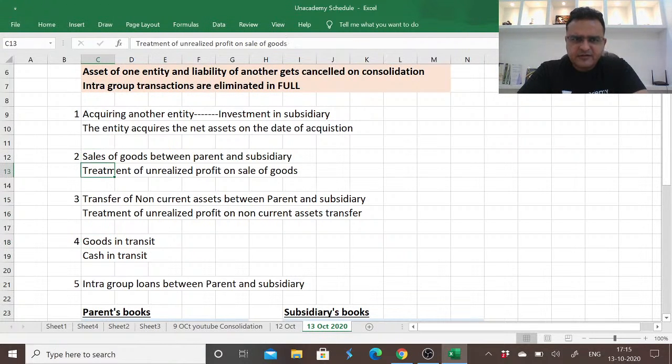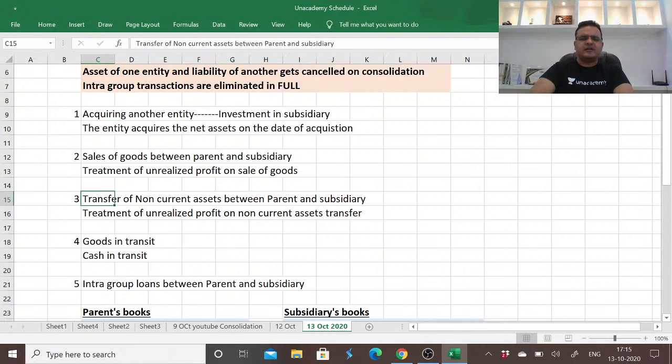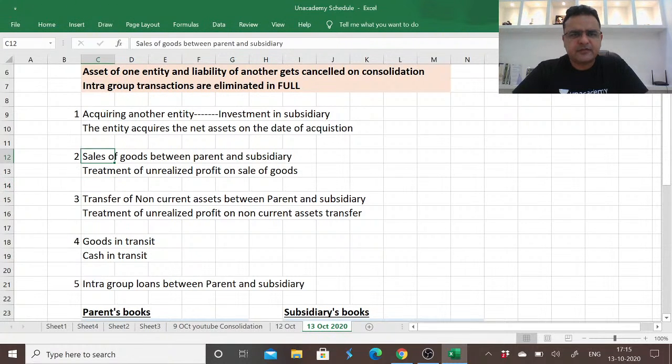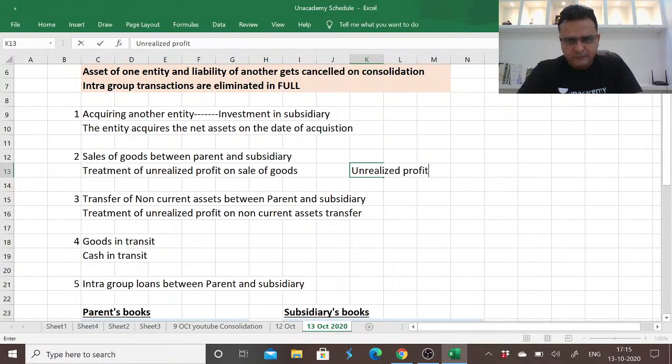Sale of goods between parent and subsidiary, transfer of non-current assets between parent and subsidiary, treatment of unrealized profit on non-current asset transfer. Now, on the face of the balance sheet, if there is any unrealized profit on sale of goods, the unrealized profit is in inventory.